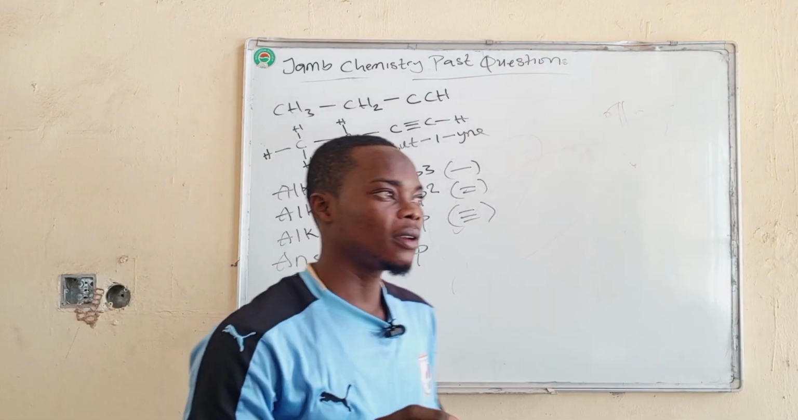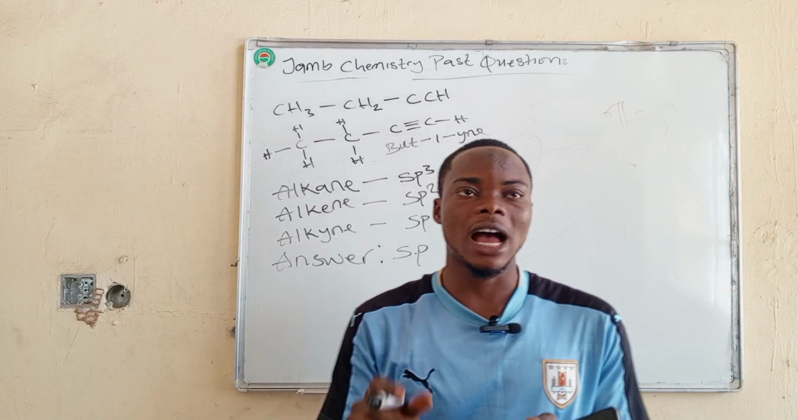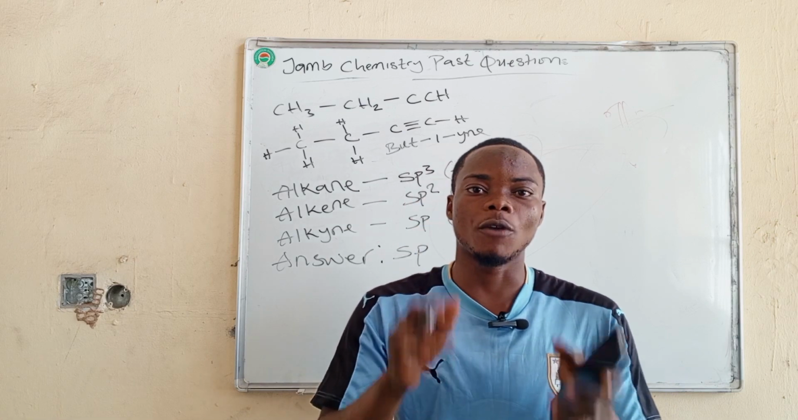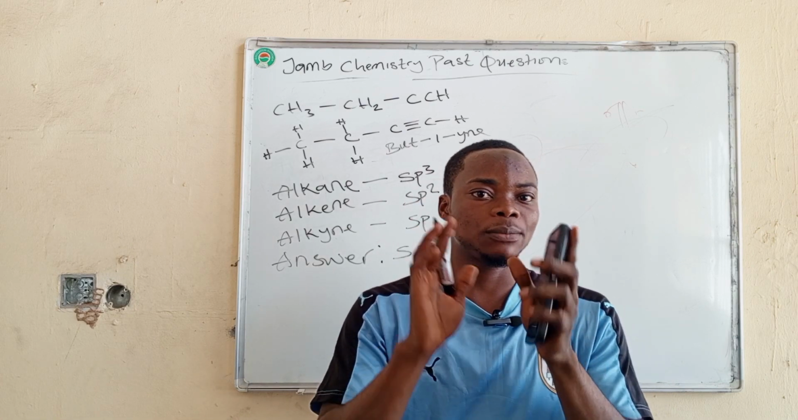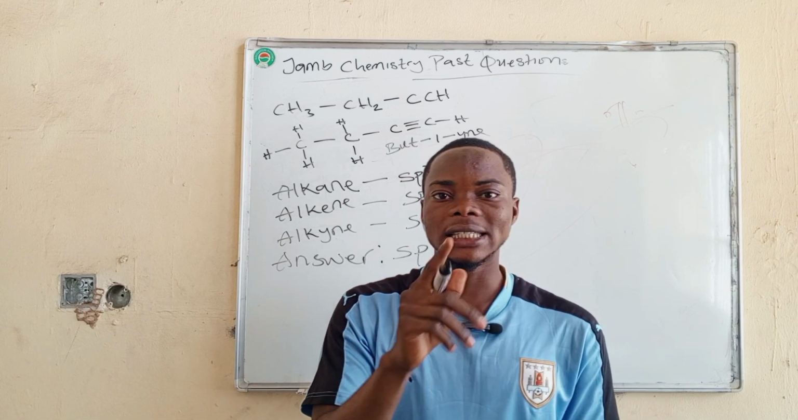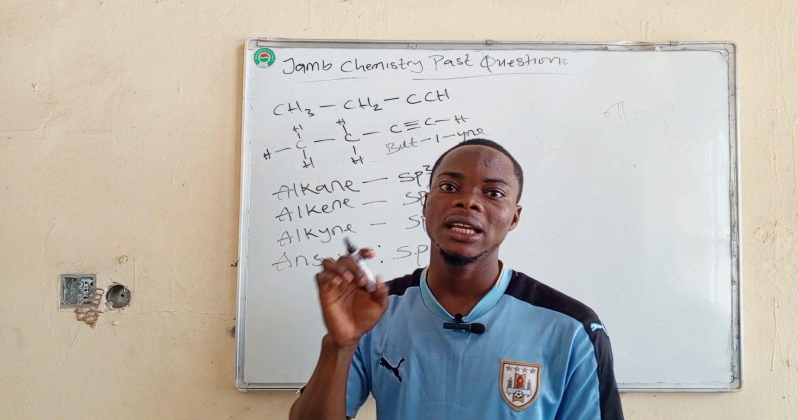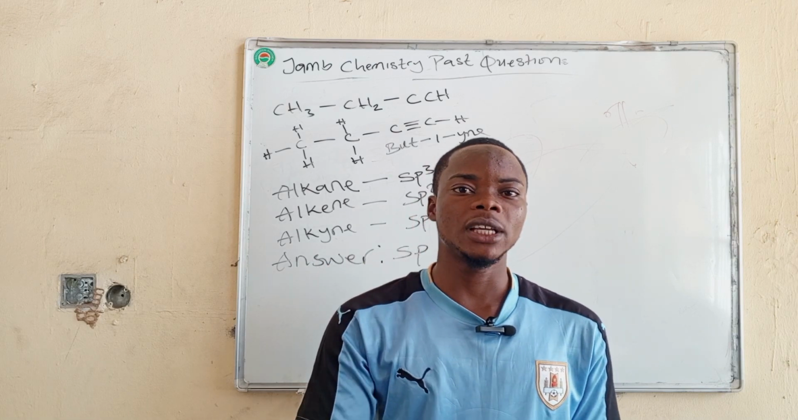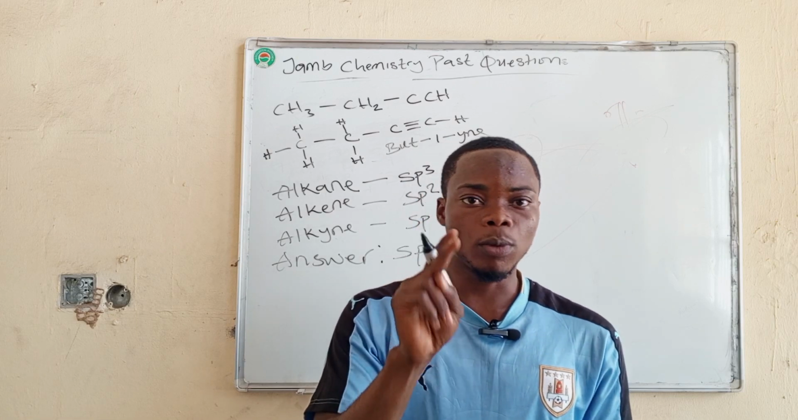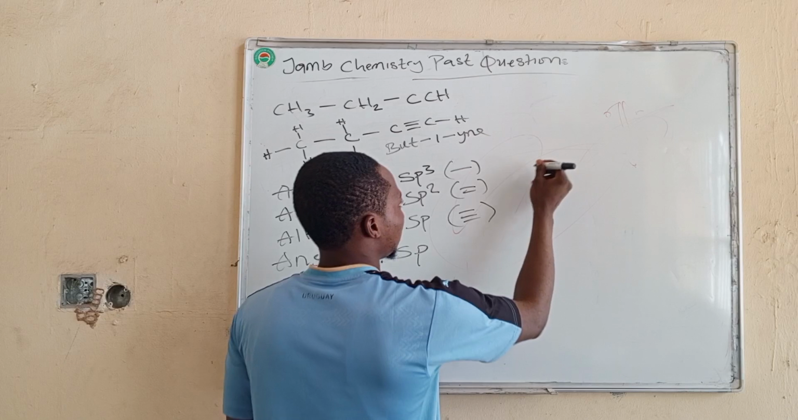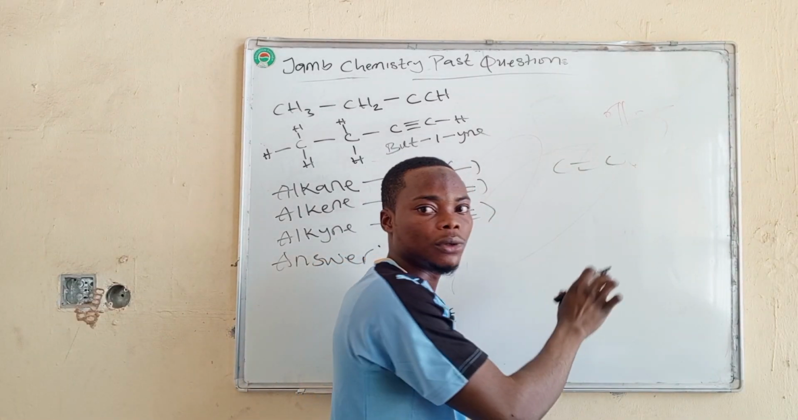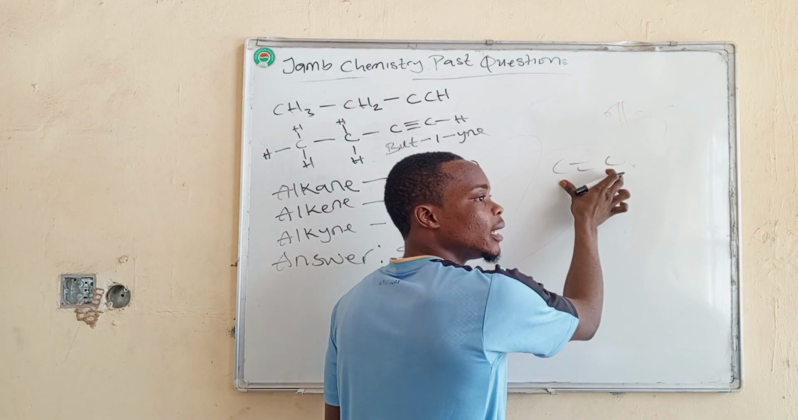So if you see any question anywhere that you are having triple bond in any compound and you are asked what is the hybridization state of the compound, just know it is sp. But if you are seeing any question where you are having only single bond throughout the compound, the hybridization state of that compound is sp3. While if you are seeing double bond, for example, if you are having a compound like this, the hybridization state of this compound is sp2.